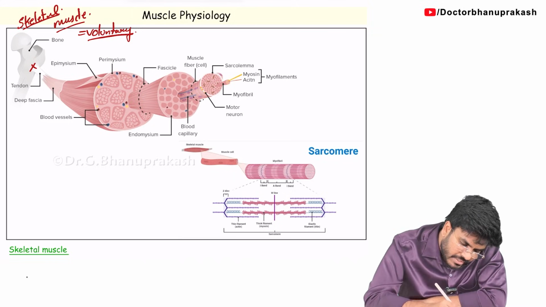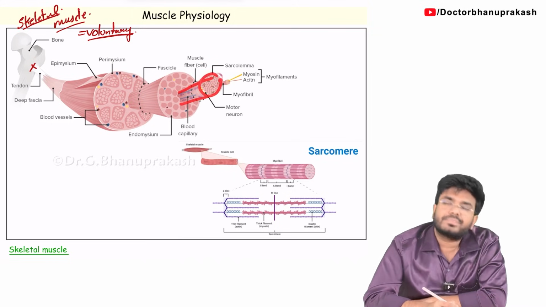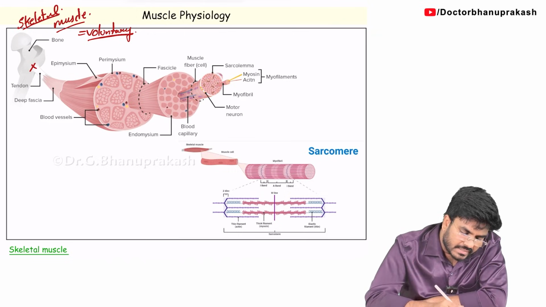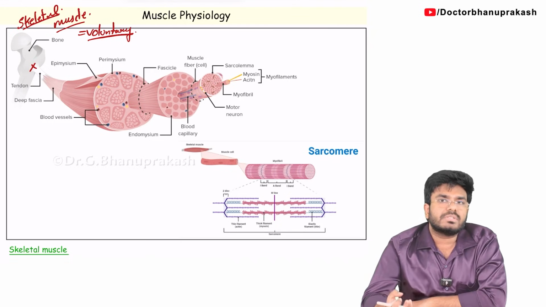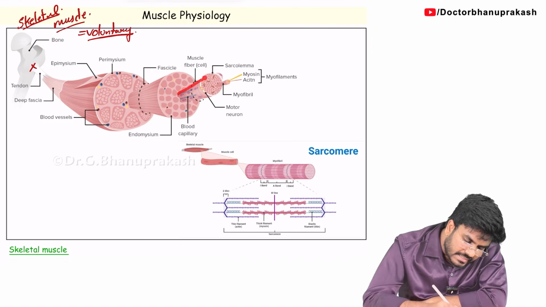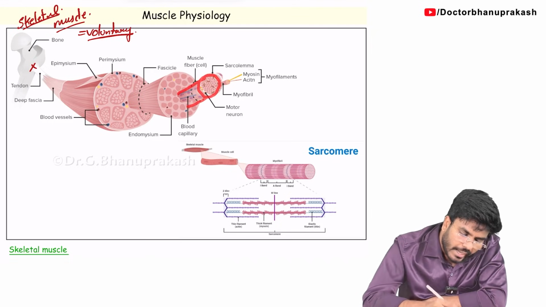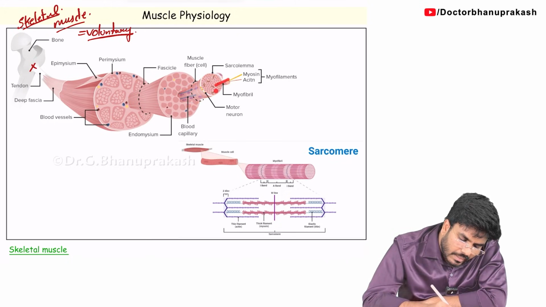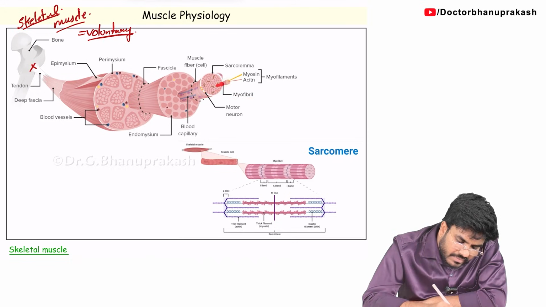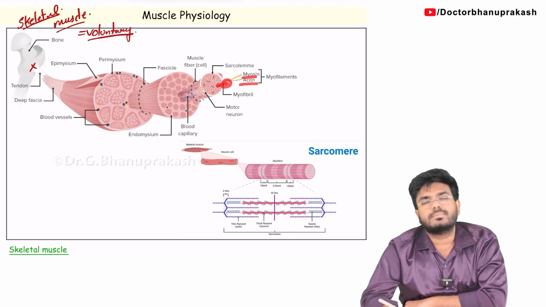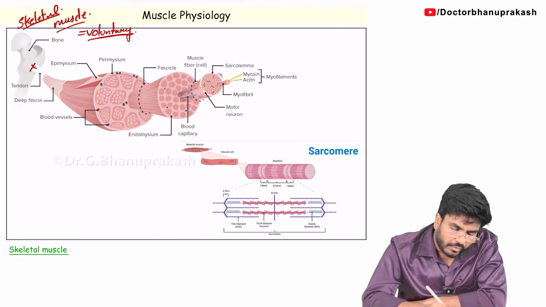Now this muscle fiber which I am taking out, I am taking one muscle fiber outside. One muscle fiber is nothing but a myocyte, one muscle cell which contains actin and myosin, which will contract. So within this muscle cell or muscle fiber, what do you have? You have myofibrils. What are these myofibrils made up of? One myofibril is made up of actin and myosin, which are nothing but myofilaments.